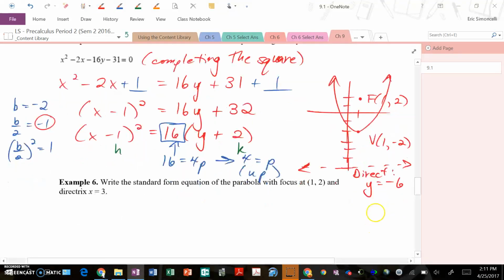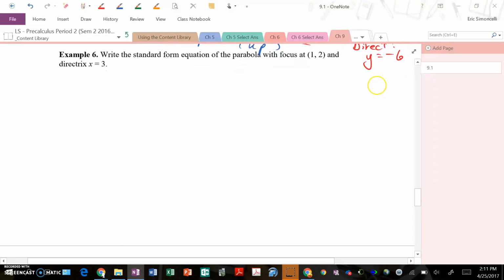Example 6. Write the standard form equation of the parabola with focus at 1, 2, and directrix at x equals 3. So we're going to draw a picture again. Our picture speaks to, well, here 1 comma 2 as our focus. And I'll go ahead and label that. So our focus is, again, 1, 2. And our vertex, well, we don't know that, but our directrix will help us with that. Our directrix is here. It's the vertical line x equals 3.